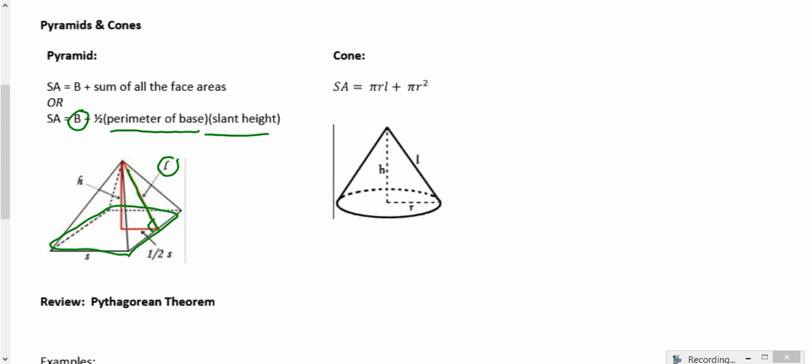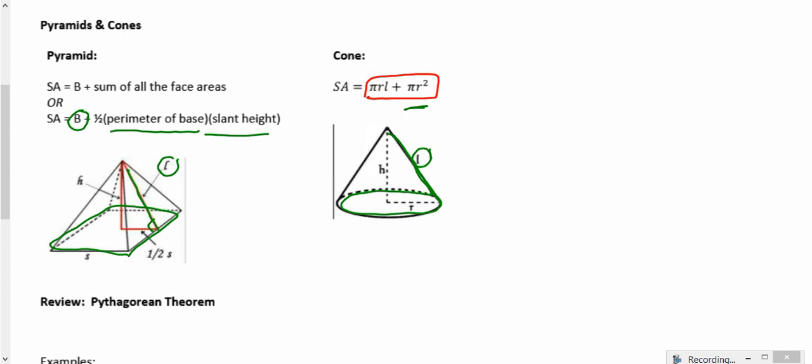Now for a cone, we have the area of the circle on the bottom, pi r squared. You have pi r, and then you have this L again, so your slant height. Okay, so with the cone, it becomes pretty important. Now sometimes you won't have that.